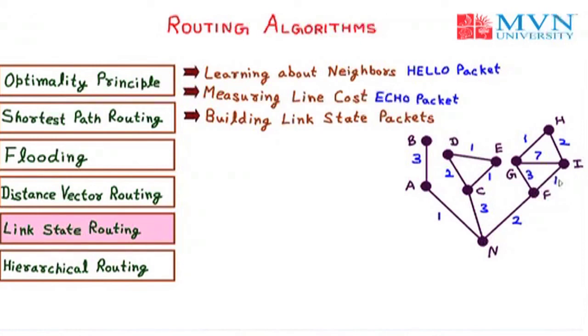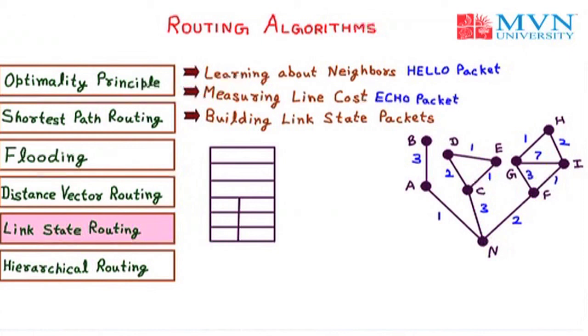So in building linked state packets, once the information needed for the exchange has been collected, the next step is for each router to build a packet containing all the data. The packet starts with the identity of the sender, followed by sequence number and age, and the list of the neighbors. So let us suppose we have a list of the N router in which we have the entries. It will maintain a table with the number, sequence and age and all the distances to the particular neighbor routers. So we are going to build the table of N router.